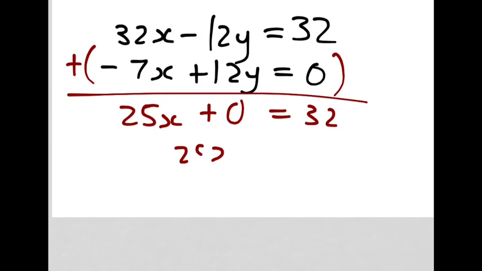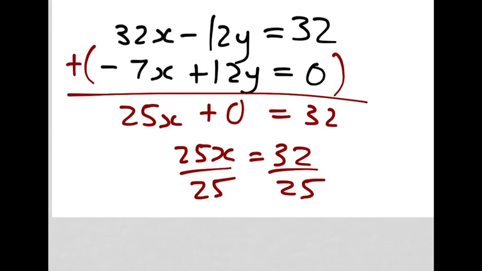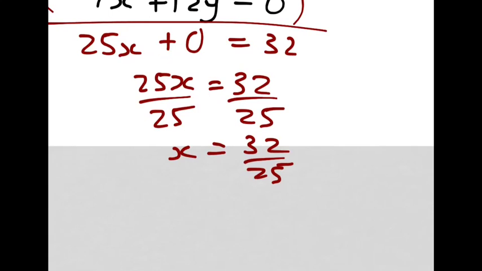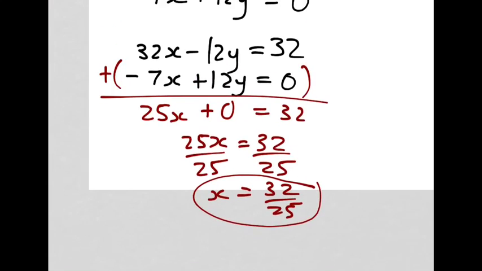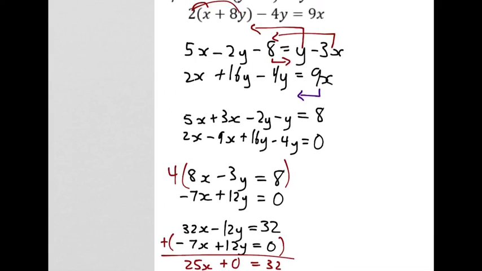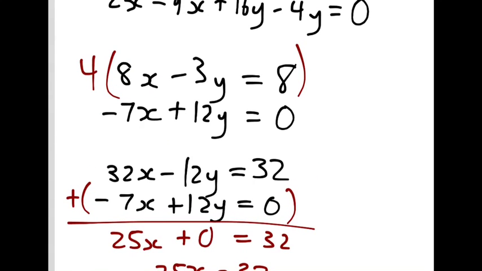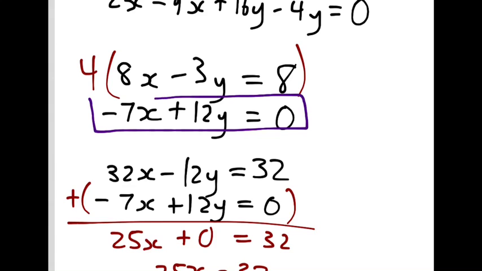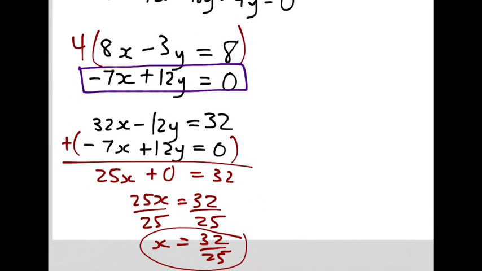So 25x equals 32. Divide out those 25s. X is 32 over 25. Another nice fraction. And we can't reduce it. They don't share any common factors. Okay, let's find y. I'm going to use this equation. I'll do that in purple so you can see what's happening.